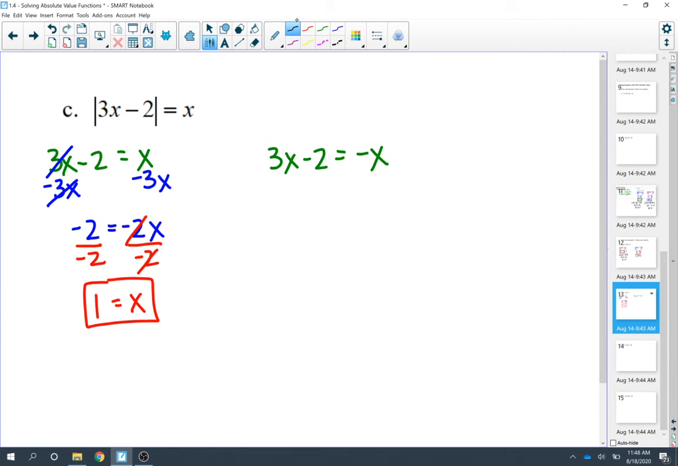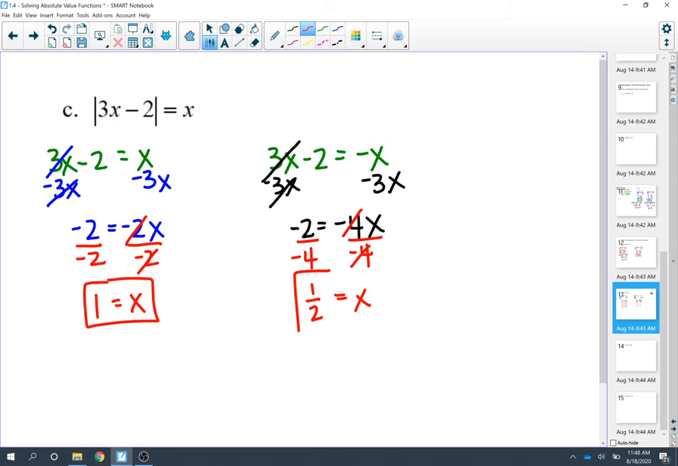On my second equation, I'm going to subtract 3x. That's going to leave me with a negative 2 equals negative 4x. Then I'm going to divide by negative 4. Those will cancel. x equals positive 2/4, because a negative and a negative make a positive, which is going to simplify to 1/2.